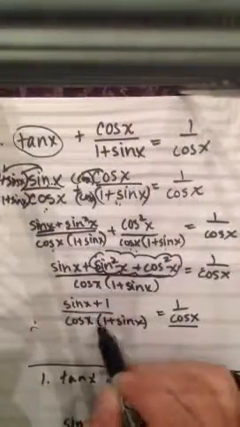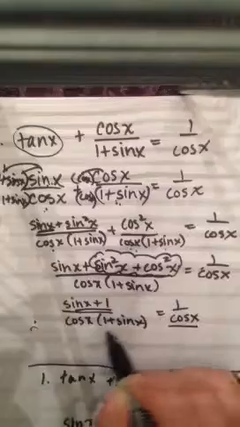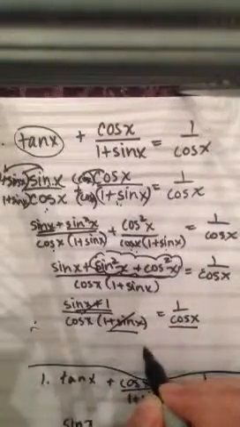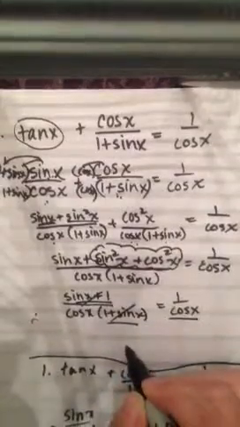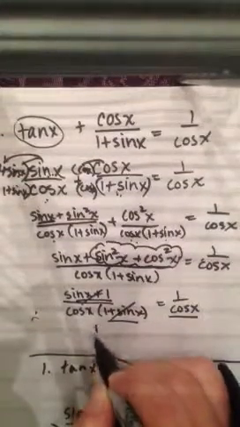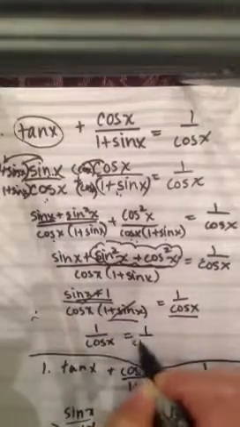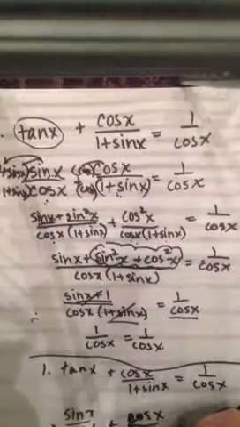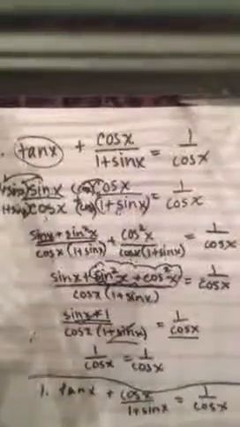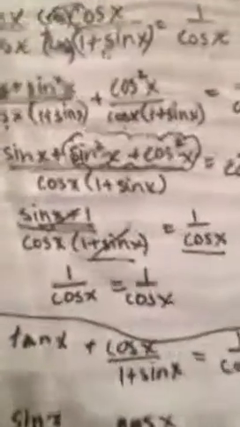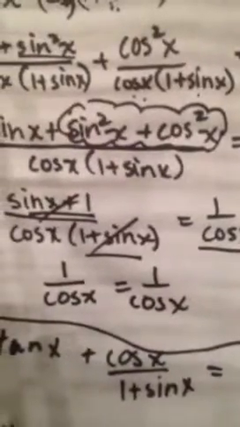Okay, look, sine x plus 1, sine x plus 1, those cancel out. Since those cancel out, that's 1 over cosine x. And there we did it. We made the left side look like the right. There you go. It's done.